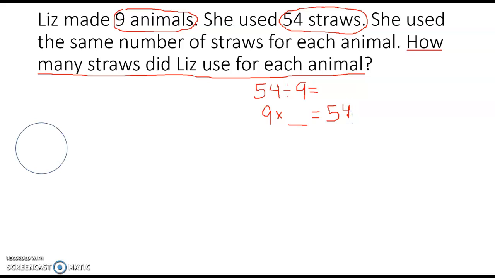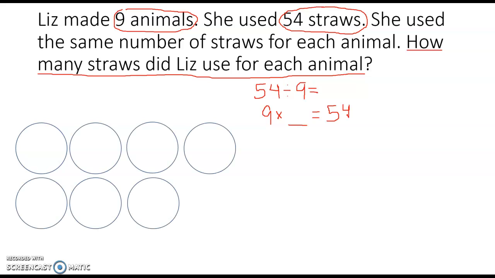Let's make our 9 equal groups. 1, 2, 3, 4, 5, 6, 7, 8, 9. Okay. So we have our 9 equal groups, our 9 animals. Let's start distributing these 54 straws.